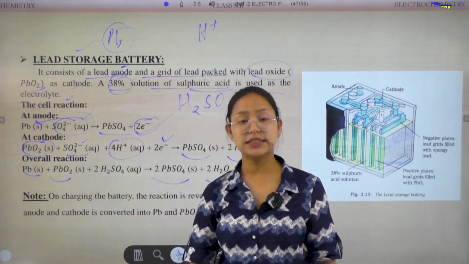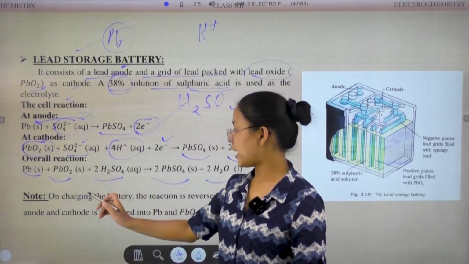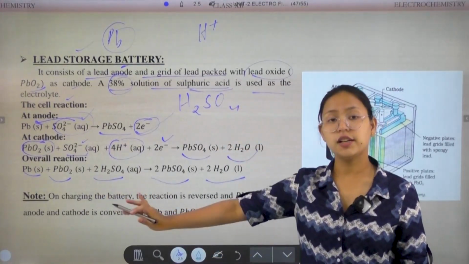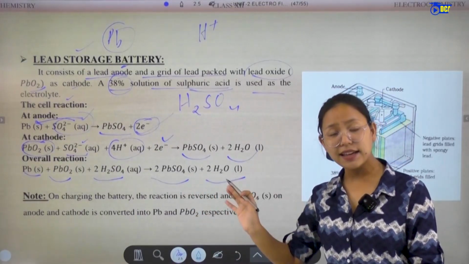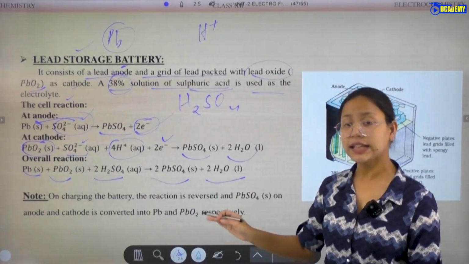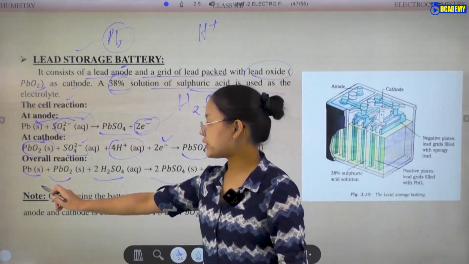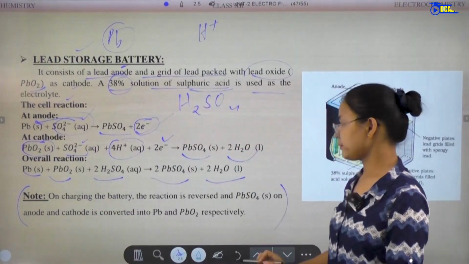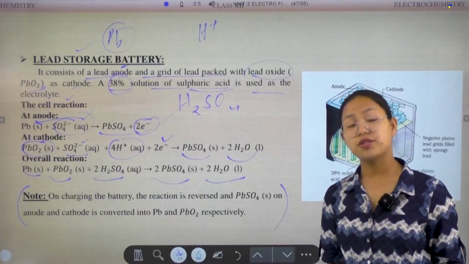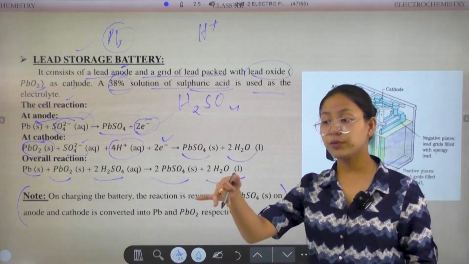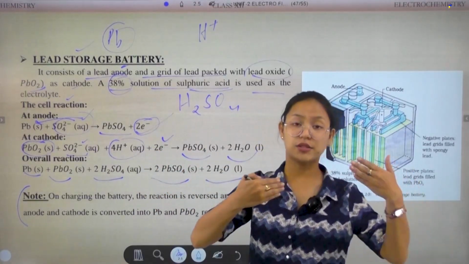PbO2. That means anode, cathode, along with the electrolyte H2SO4, there will be the formation of PbSO4. That means lead sulfate is formed and water is formed. Now, note on charging the battery, the charge moment will be in the opposite direction.